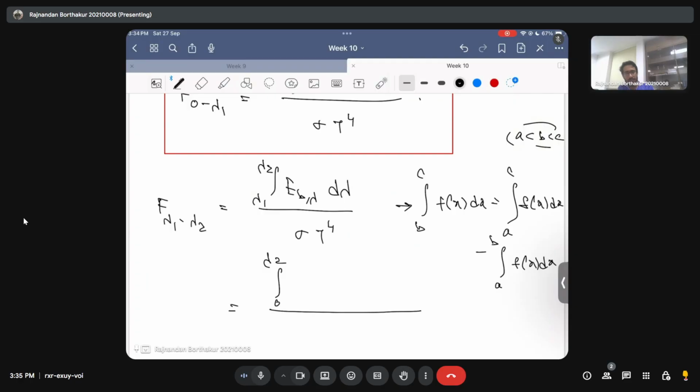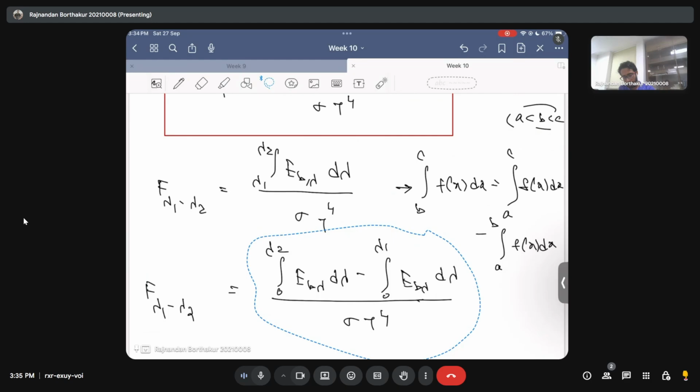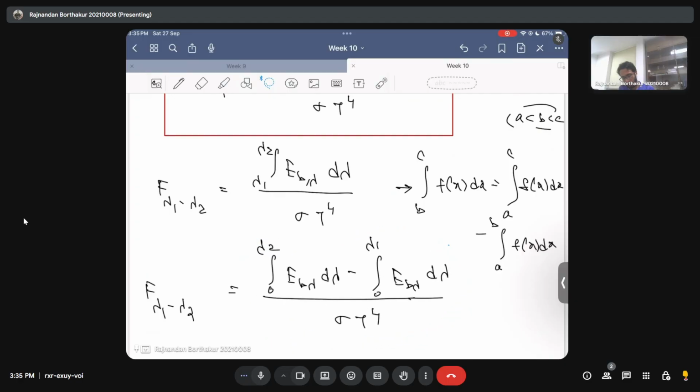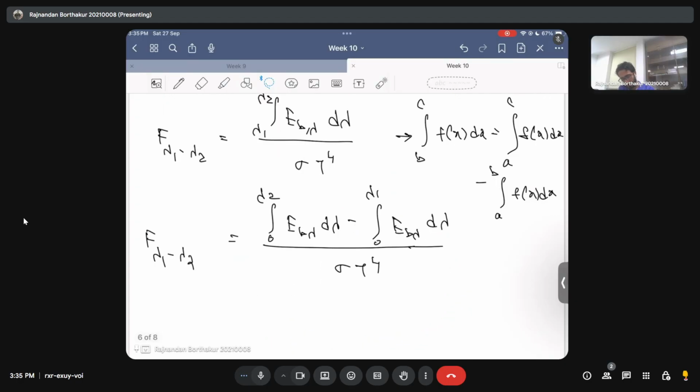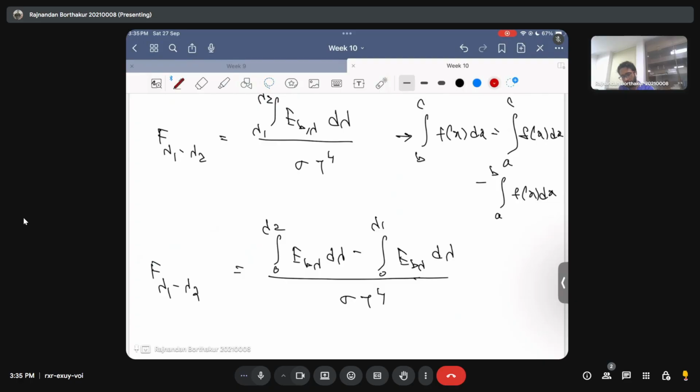So this integration can be written as integral from 0 to lambda 2 E_b lambda d lambda minus integral 0 to lambda 1 E_b lambda d lambda, by sigma times T raised to the power 4, and this is nothing but f lambda 1 to lambda 2. And again I repeat, this is the fraction of the emissive power that lies within the band lambda 1 to lambda 2. Okay, I hope this is also clear. We're just utilizing the basic properties of integration.